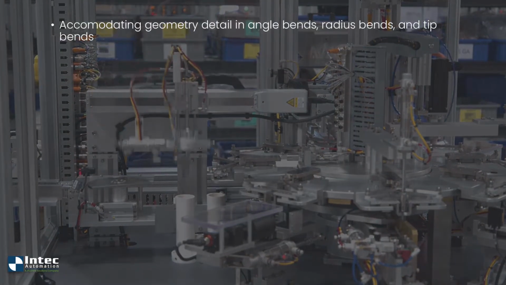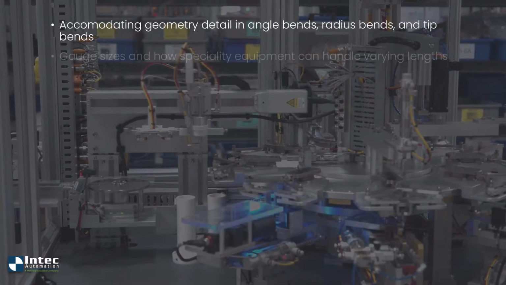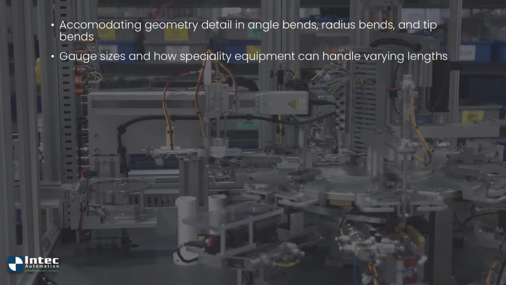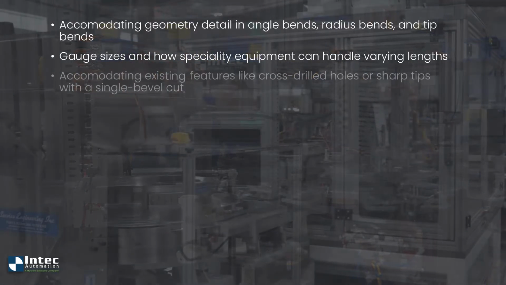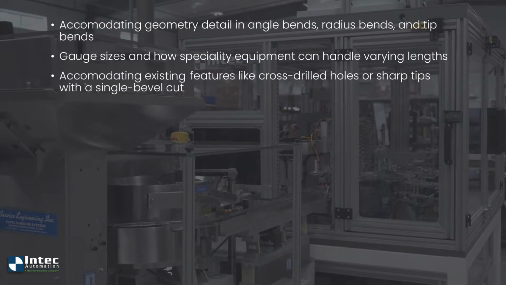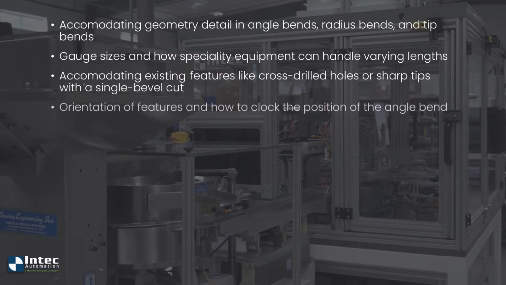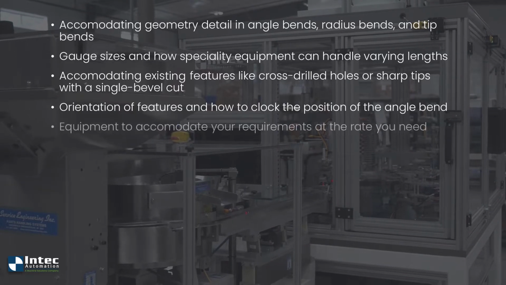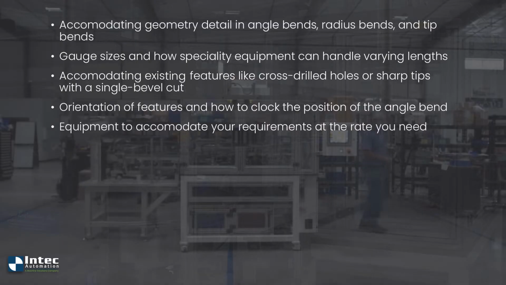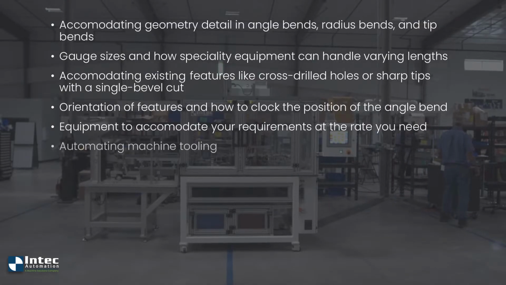Accommodating geometry detail in angle bends, radius bends, and tip bends. Gauge sizes and how specialty equipment can handle varying lengths. Accommodating existing features like cross-drilled holes or sharp tips with a single bevel cut. Orientation of features and how to clock the position of the angle bend. Equipment to accommodate your requirements at the rate you need.